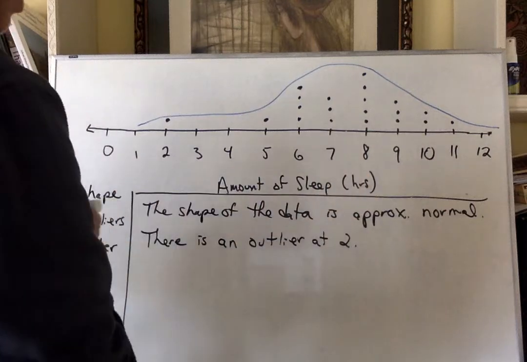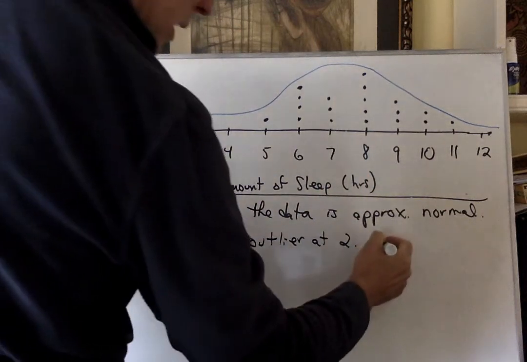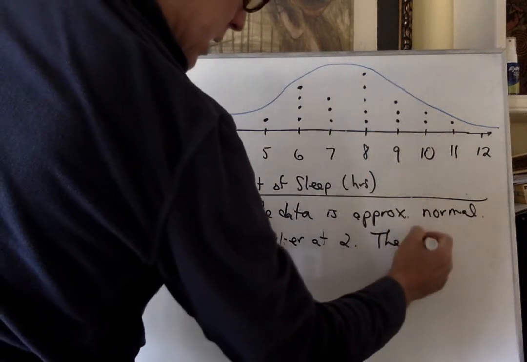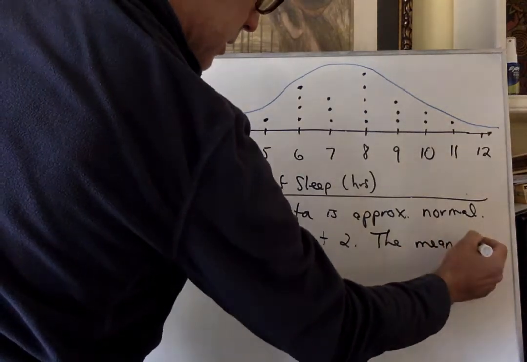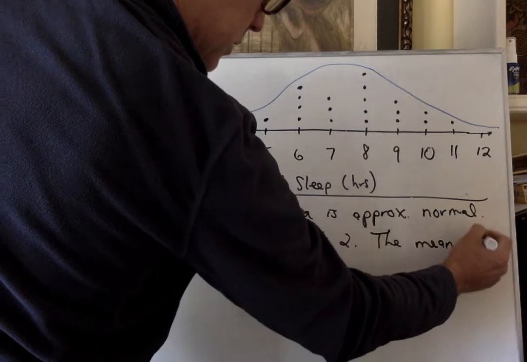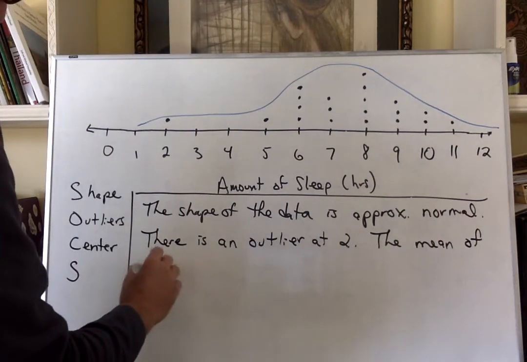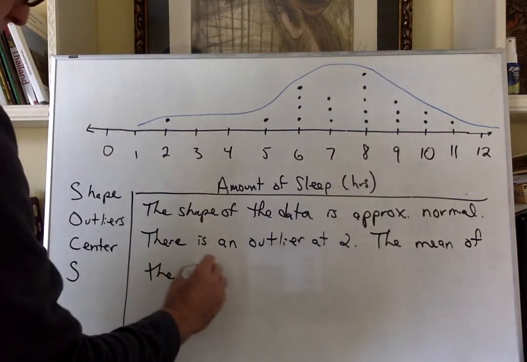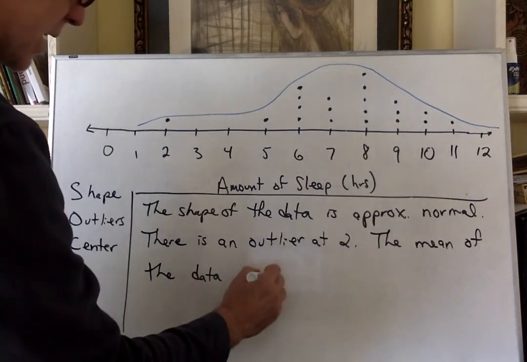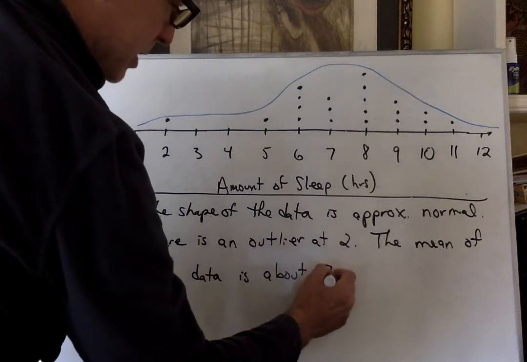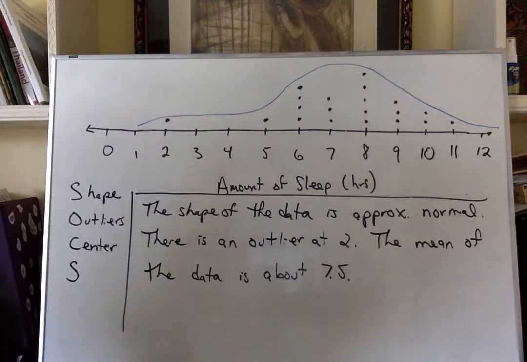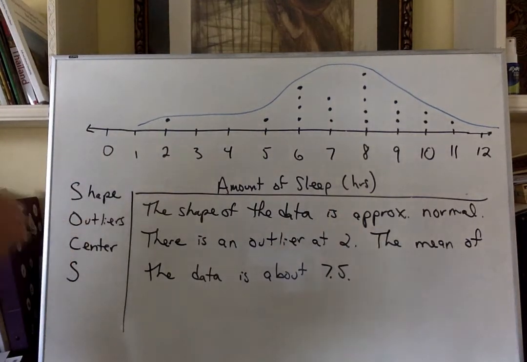So I'm going to say my center, the mean of the data, because that's the center that I'm using, the mean of the data is, and I'm going to say about, because I didn't actually figure it out, I'm just eyeballing it, about 7.5. Okay? So that's shape, outlier, and center.